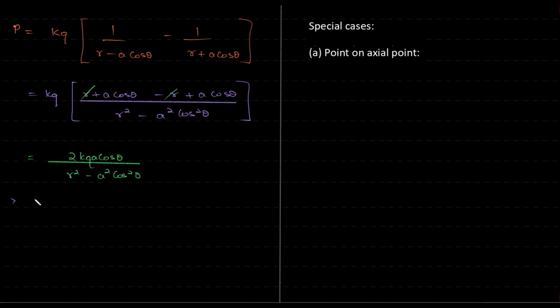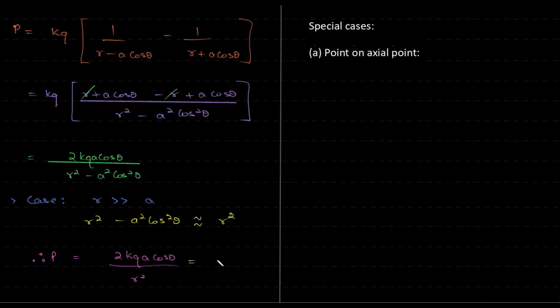What if I have a case wherein R is very far away from the dipole? So what happens? The potential at that point will be equal to what? Think about it. R square minus A square cos square theta will be equal to what? Yes, it will be approximately equal to R square. And therefore your potential will be equal to 2KQA cos theta by R square.